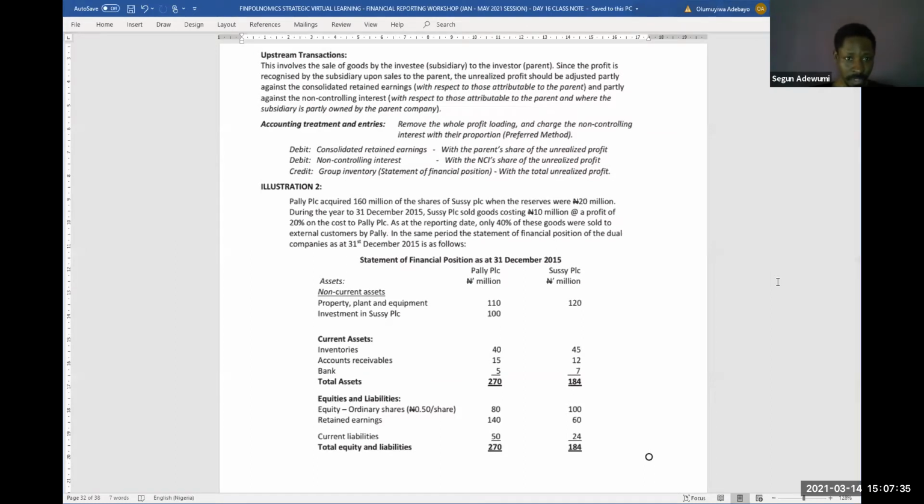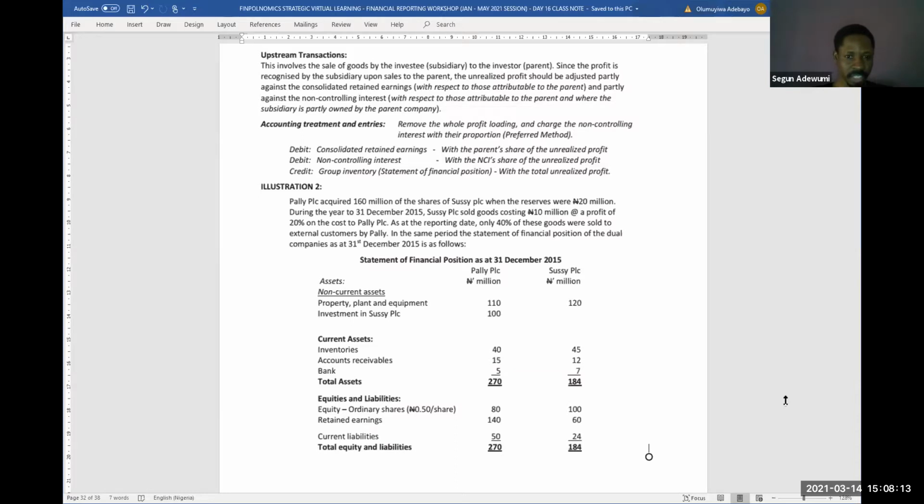Upstream transactions. This involves the sale of goods by the investee, that is the subsidiary, to the investor, the parent. Since the profit is recognized by the subsidiary upon sales to the parent, the unrealized profit should be adjusted partly against the consolidated retained earnings with respect to those attributable to the parent, and partly against non-controlling interest with respect to those attributable to the NCI, where the subsidiary is partly owned by the parent company.